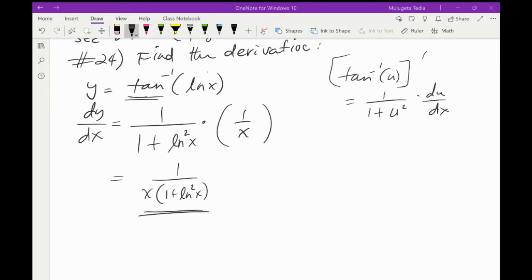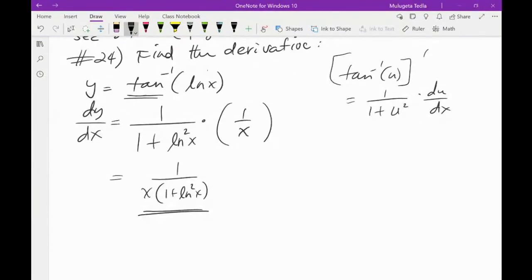Okay, this is a homework question. Find the derivative of y equal to tan inverse ln x. The derivative of tan inverse is 1 over 1 plus u squared times the derivative of u, which is 1 over x. So you can tell now you can multiply numerators, multiply denominators. That's exactly what it is.